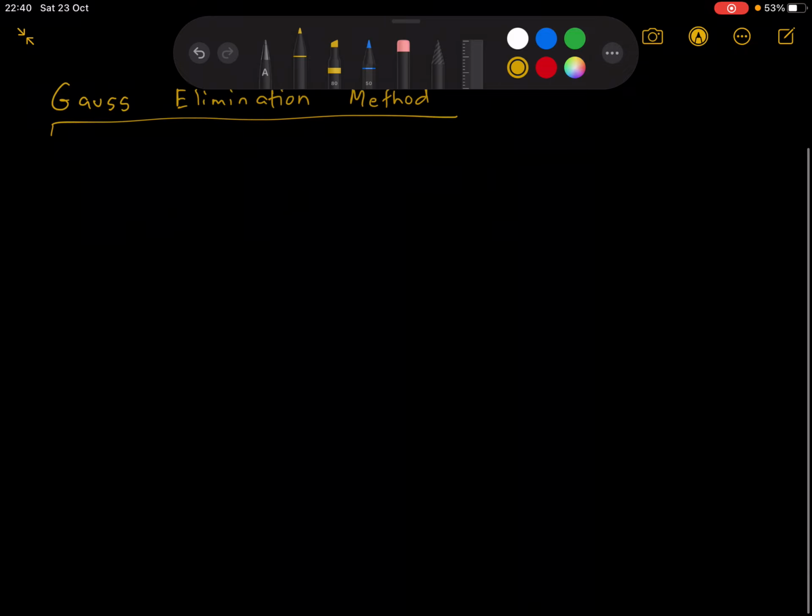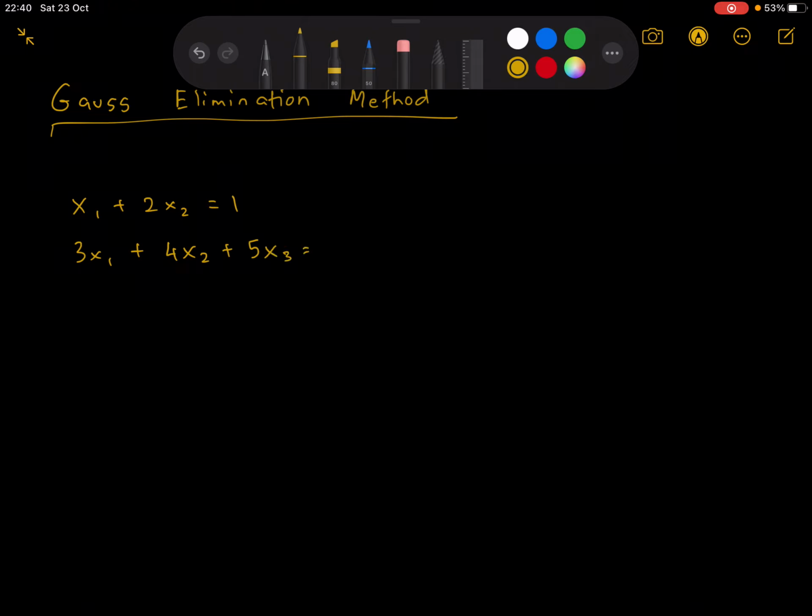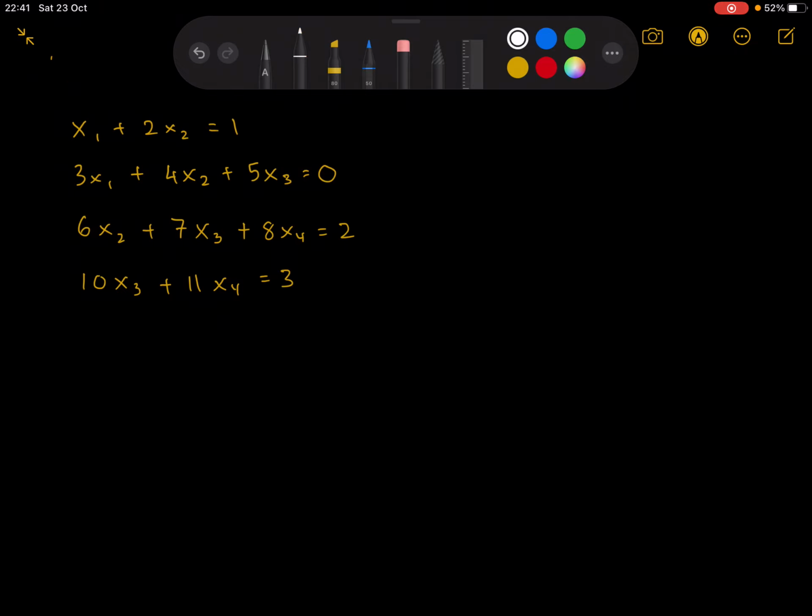Alright, so let's say you have been given a system of linear equations: x1 plus 2x2 equals 1, 3x1 plus 4x2 plus 5x3 equals 0, 6x2 plus 7x3 plus 8x4 equals 2, and 10x3 plus 11x4 equals 3. The first thing we're going to do is transform the linear equations into complete matrix form.